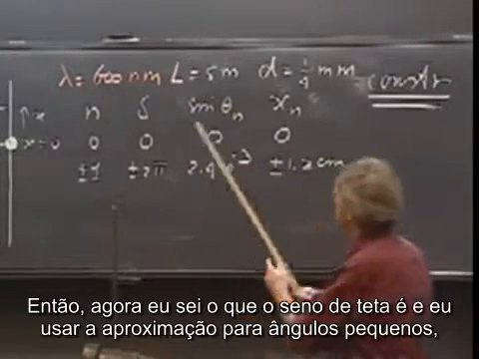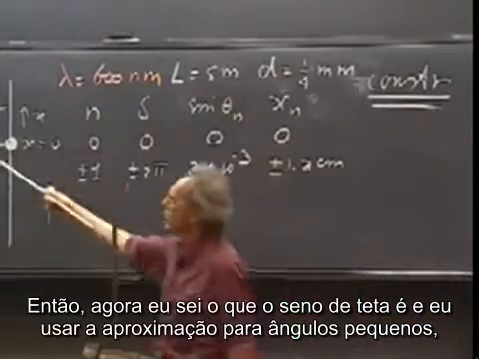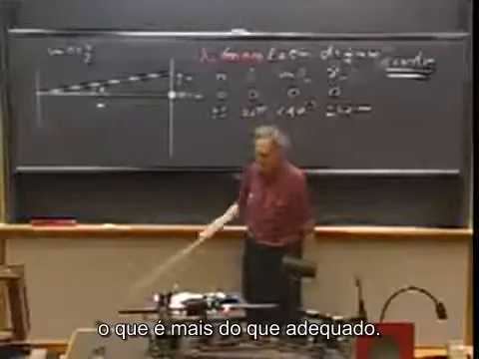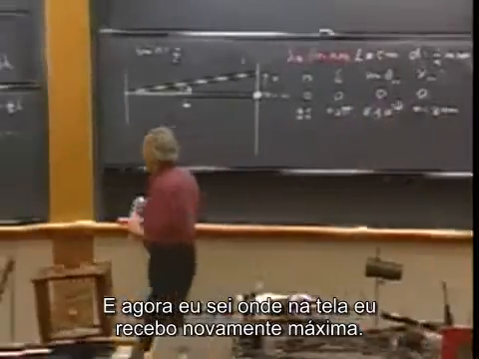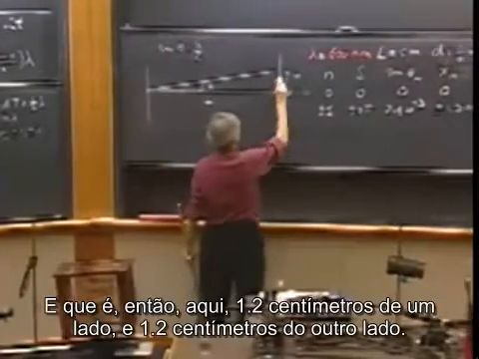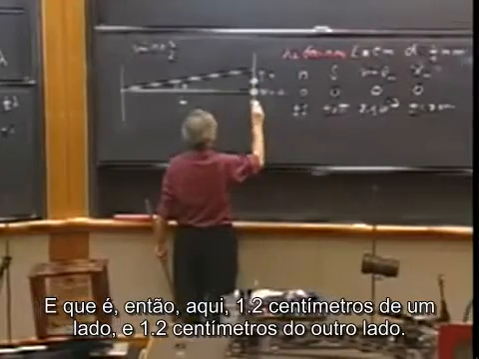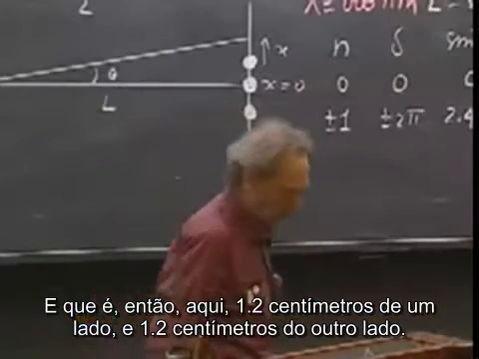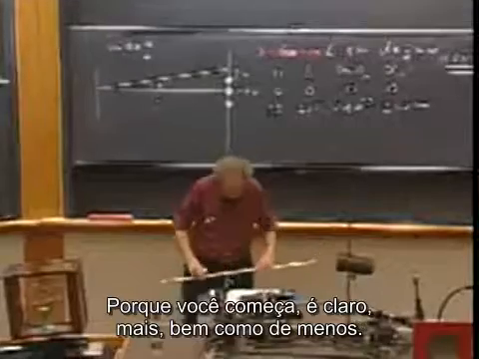So now I know what the sine of theta is, and I use the small angle approximation, which is more than adequate. And I know now where on this screen I get, again, maxima. And that is then here, 1.2 centimeters on this side and 1.2 centimeters on the other side, because you get, of course, plus as well as minus.